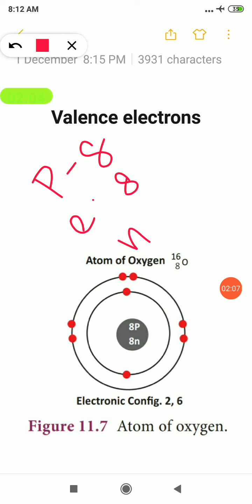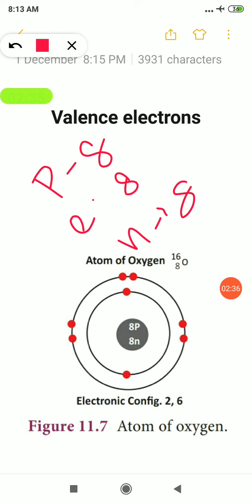Number of neutrons. How can we find the number of neutrons? We have a formula for finding the number of neutrons. What is the formula? Can you recognize? What's the formula for calculating number of neutrons? Mass number minus atomic number. Here mass number is 16, atomic number is 8. So 16 minus 8, that is equal to 8. That is called the neutron number. So this oxygen atom has 8 protons, 8 electrons and 8 neutrons.